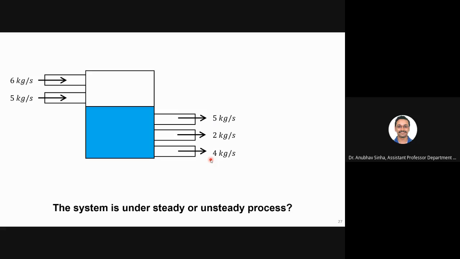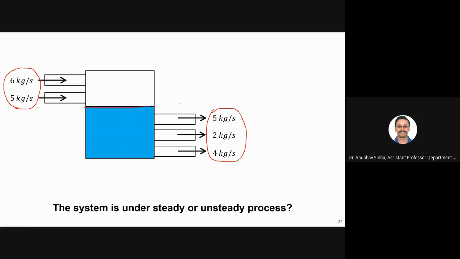So how do you know that this is steady? The height is not changing, the mass is not changing. Yes. If you look at the inlet and outlet, I need to take the sum. What is the total inlet? Total inlet is 11 kilograms per second. Total outlet is also 11 kilograms per second. So basically, the level of water will not change. The same amount of mass is leaving the system as is entering. So then we can say that the system is steady.